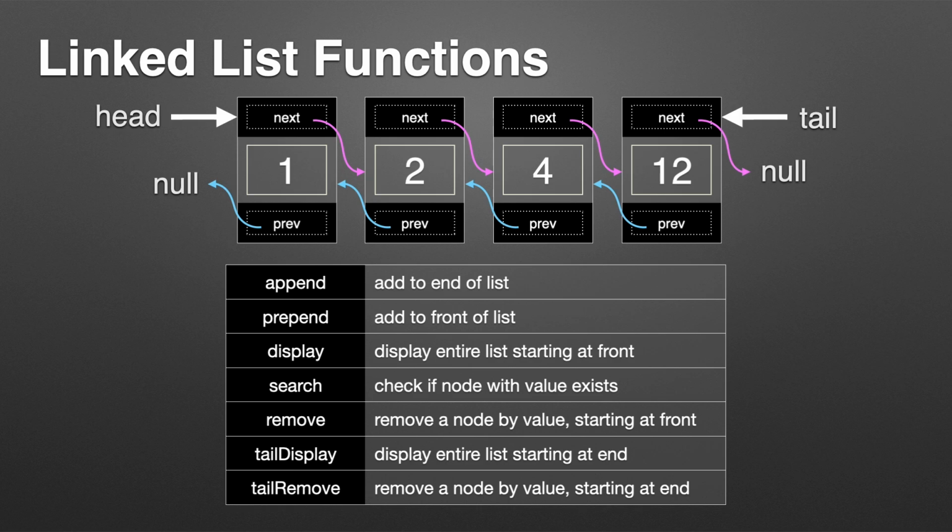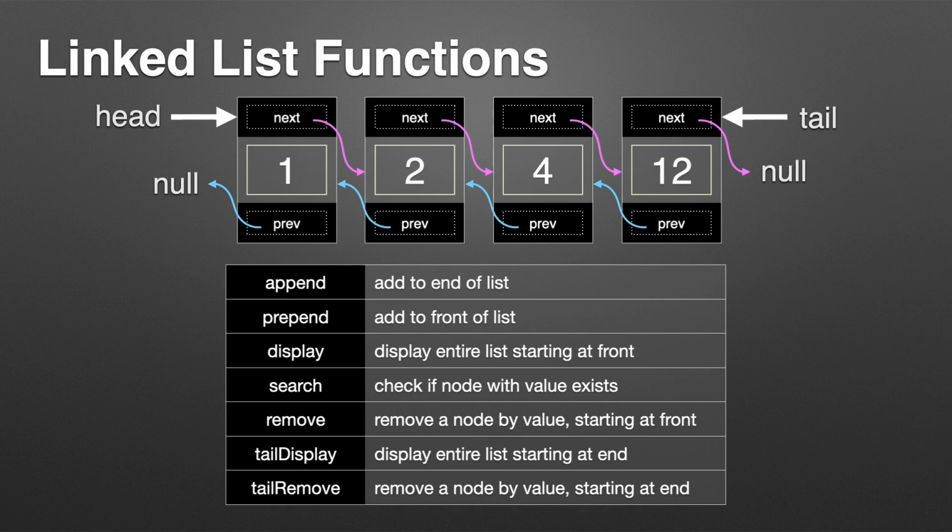So the next one is search. In this one, what you're going to do is pass a parameter. In the case of this code, we're going to search by value. So we're going to store integers, and the search will simply look to see if that integer exists in the list. As soon as it finds it, it will return true. If it can't find it, it'll return false.